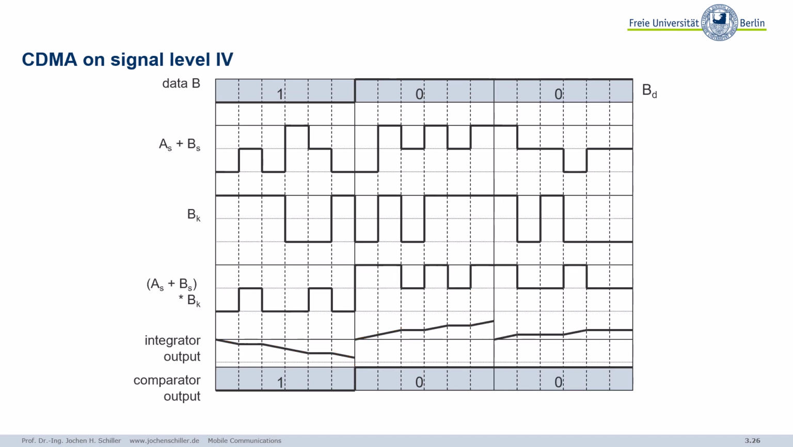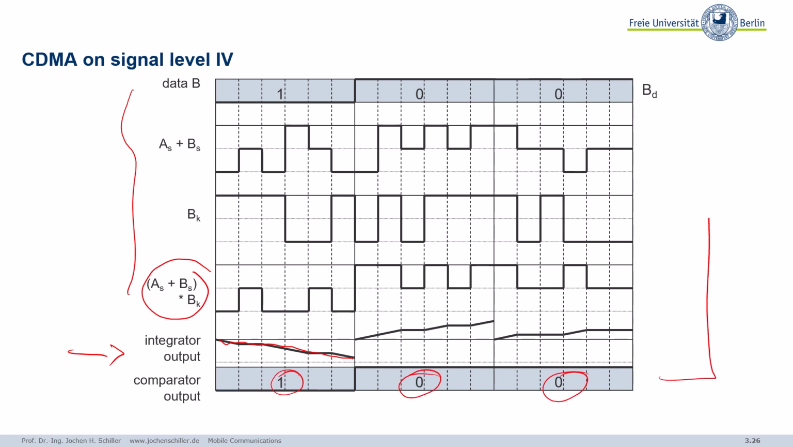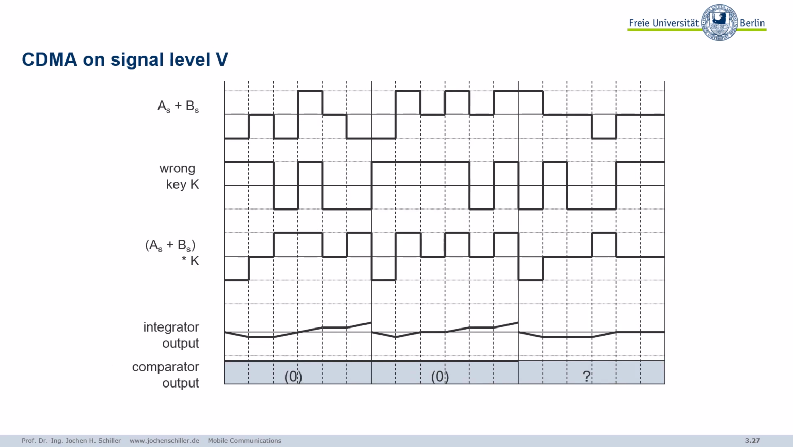Not a big surprise. So up to here, it's all the same steps, but now we create the inner product with the key of sender B. Again, we have our integrator here, and the integrator can now easily recalculate the bits that we just sent. Okay, but what happens if we do not have the perfect key? There will be a result. So let's go for this final example.